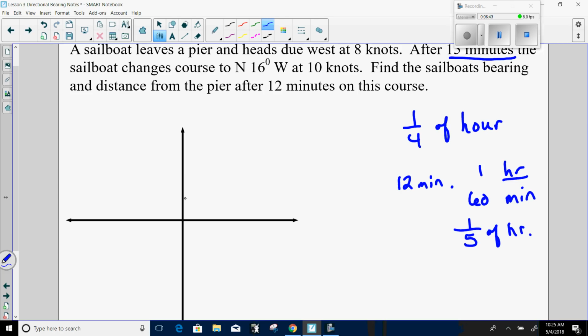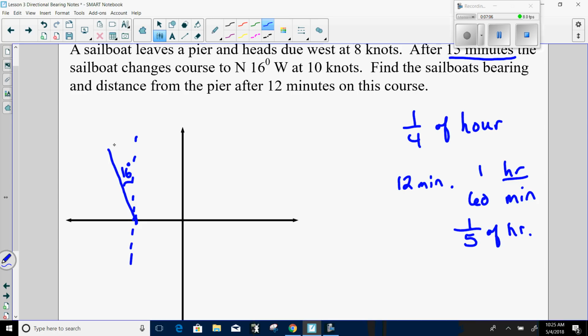Okay, so what happens is we travel for 1/4 of an hour straight west. So we get to here in 15 minutes, and then we head 16 degrees north. So we head this direction, which is 16 degrees from west from the north line.